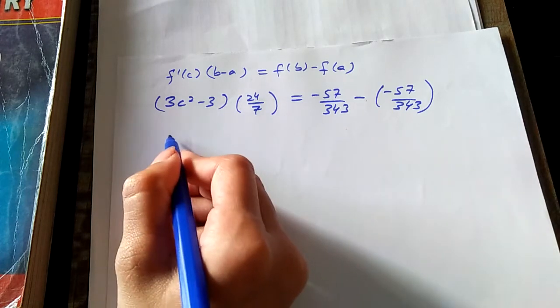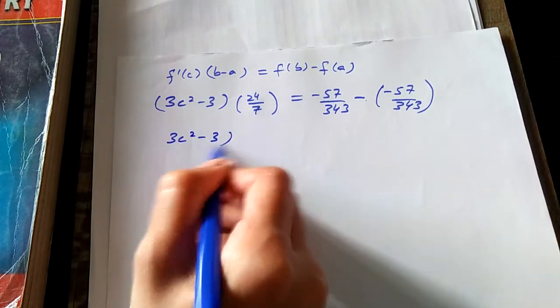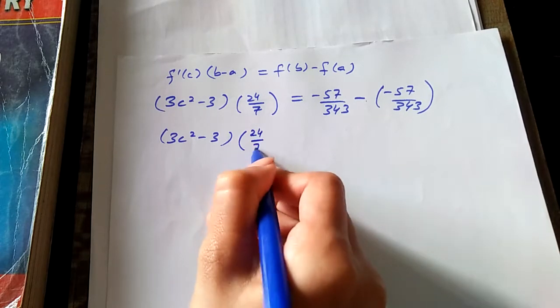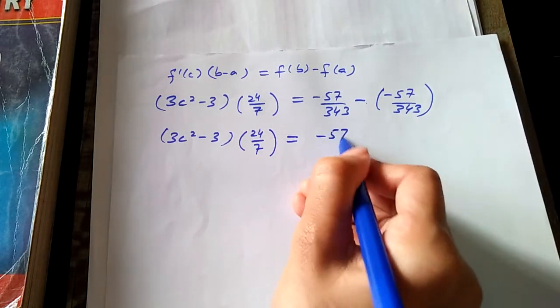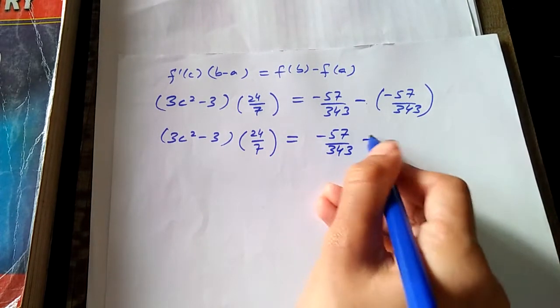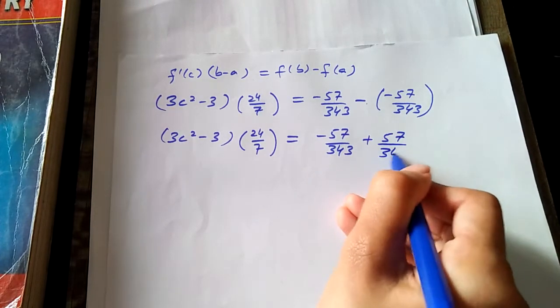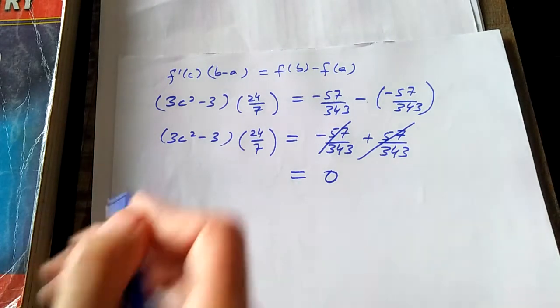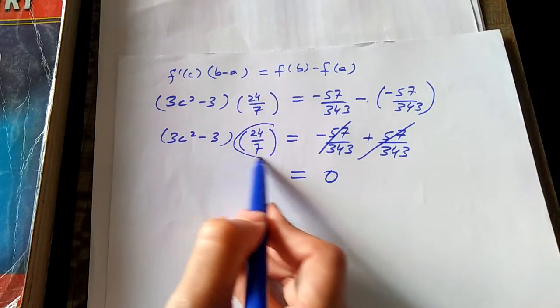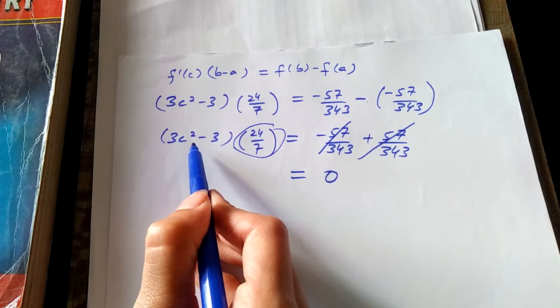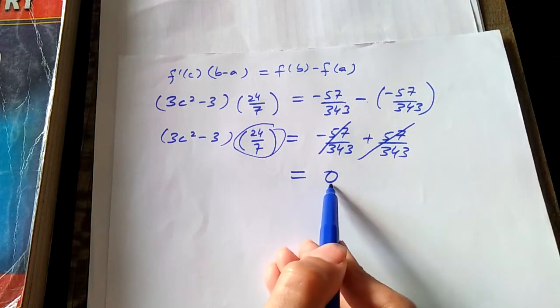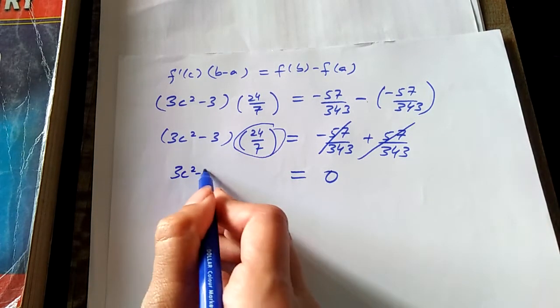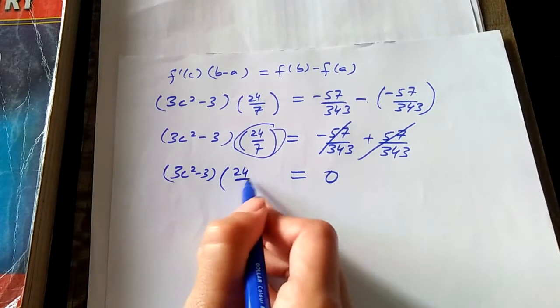Now simplify it, I will get 3c square minus 3 into 24 over 7. Here I will get minus 57 over 343 plus 57 over 343. This will be cancelled and this will be equals to 0. Now this 24 by 7 is multiplying with this term, and if I divide it here, it will be like this, 24 over 7.